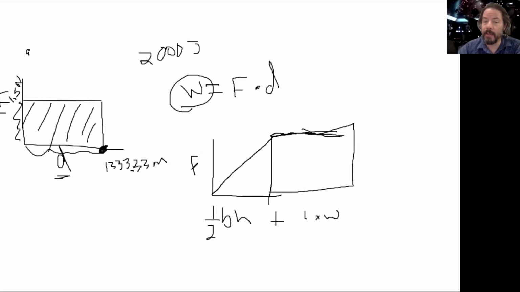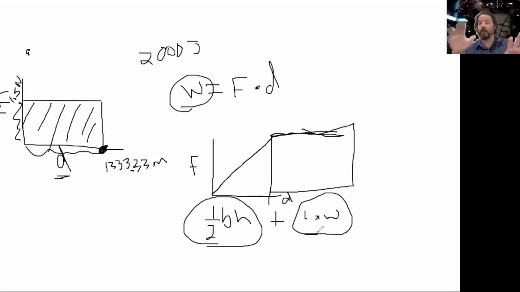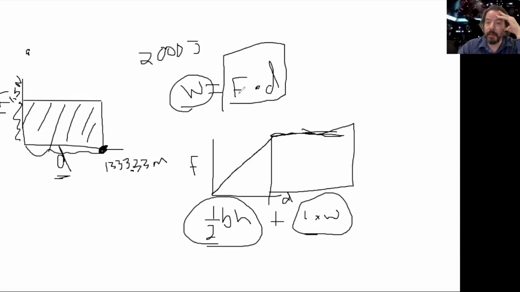But in both cases, we've got force and we've got distance. So this would still be work, and this would still be work. Work plus work is the total work. And this all works because look at this equation. It says force times distance, force times distance, force times distance. So it's just finding the area.